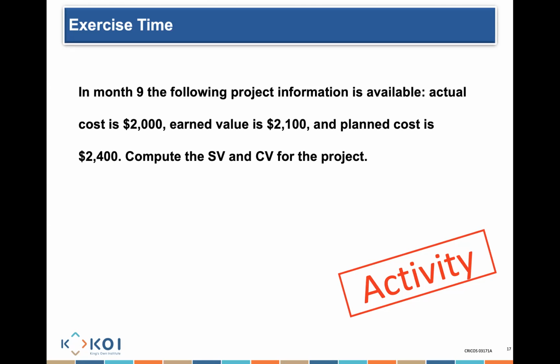I earned 2,100, but I was planned to earn 2,400. So am I behind schedule or ahead of schedule? It's 2,100 minus 2,400. I am behind. It's negative, which means I am behind my schedule. So I'm actually earning less than what I planned to earn.